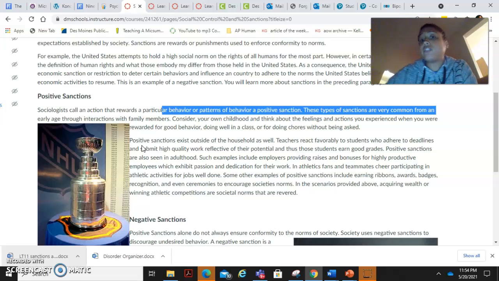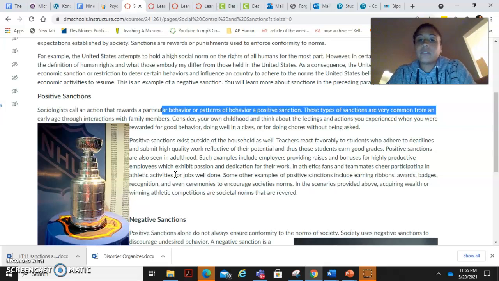Teachers react favorably to students who adhere to deadlines and submit high quality work reflective of their potential, and thus those students earn good grades, gold stars, pats on the back. Hip hip hoorays. Positive sanctions are also seen in adulthood. Such examples include employers providing employees with raises and bonuses for highly productive employees, which exhibit passion and dedication to their work. In athletics, fans and teammates cheer on their favorite teams participating in athletic activities for jobs well done.